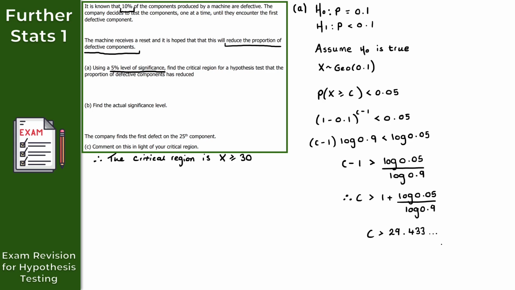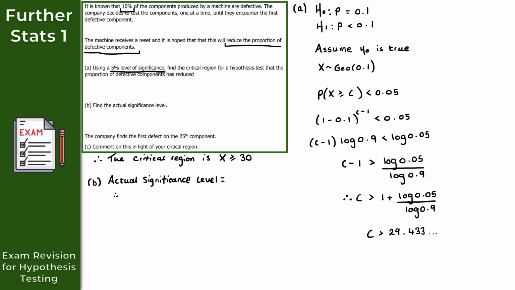Okay, and there we have it. So that's the solution to part A. Now for part B then, nice and straightforward here. It just asks us to find the actual significance level of this test then. So for the actual significance level, let me just write this down. This would simply be the probability that x is greater than or equal to 30. In other words, the probability of being within the critical region.